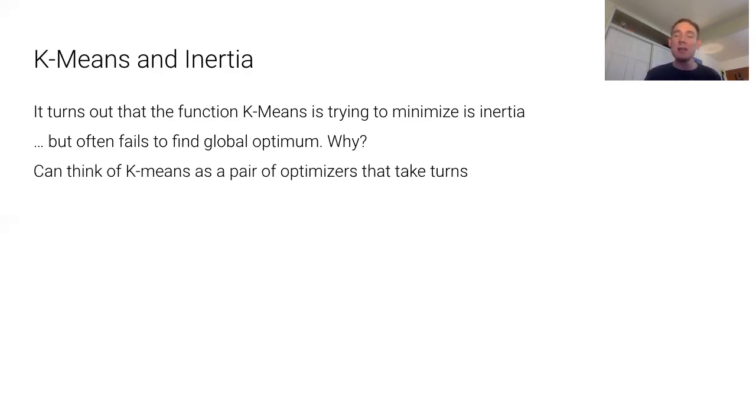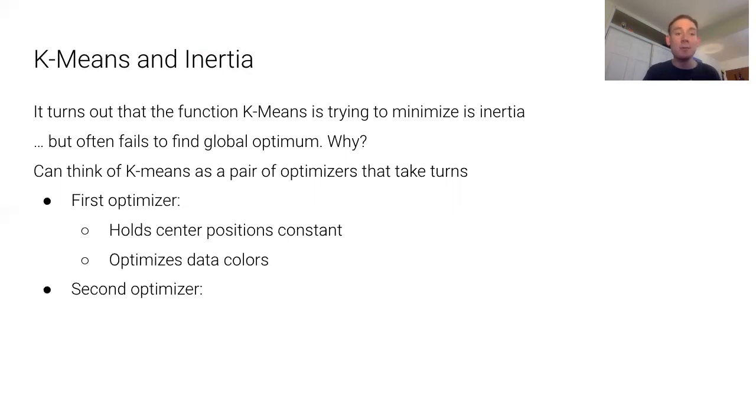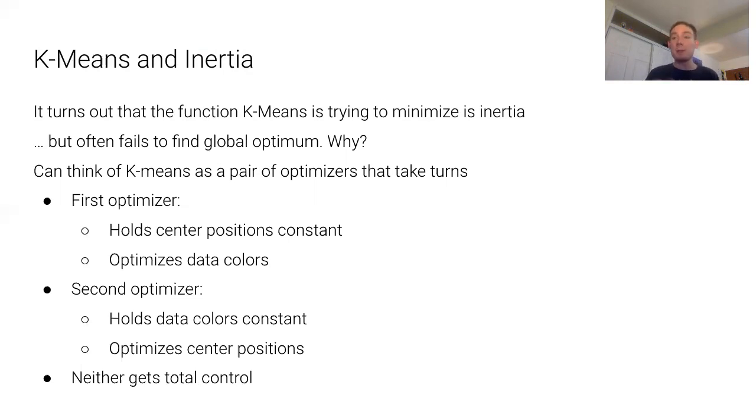When you think of k-means, you can think about it as two optimizers that take turns. The first optimizer holds the center positions constant. It says, given my stars are here and here, wherever they are, what are the best labels to assign to each of the points, given that these stars are fixed? The second optimizer says, given that these points have the colors that they do, what are the best centers? Where should I put the centers to minimize the distance? Both of these optimizers take turns, going back and forth, and neither one really overtakes the other. And that's why in some cases you end up converging at a really bad spot.